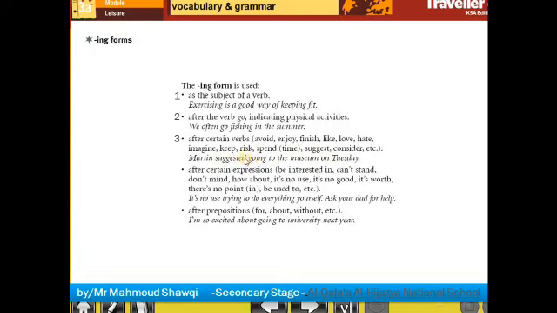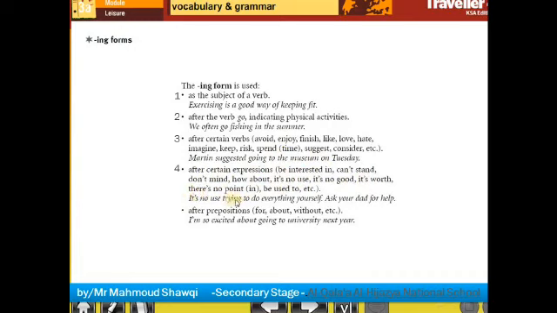Enjoy going. Avoid going. Like going. Love going. Okay? Number 4. After certain expressions like be interested in, can't stand, don't mind, how about, it's no use, it's no good, it's worth, there is no point, and be used to. After these expressions, add ing to the verb.